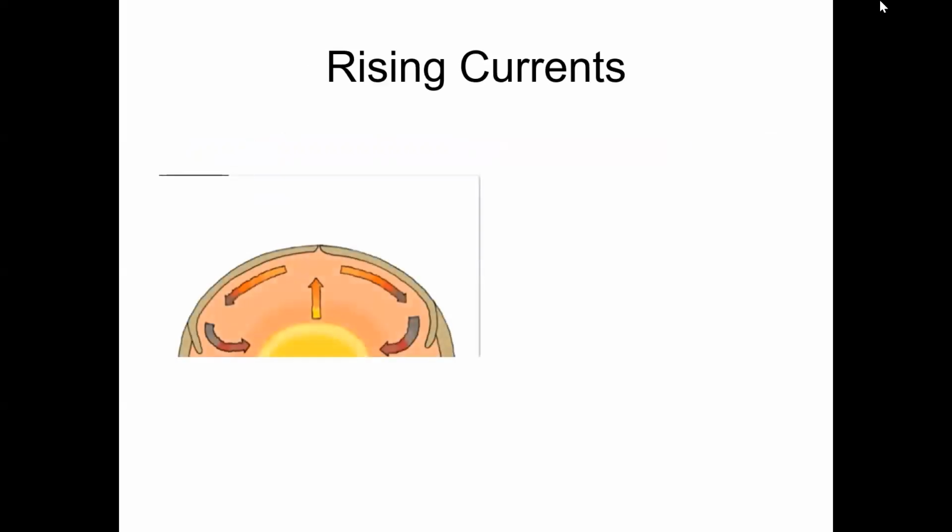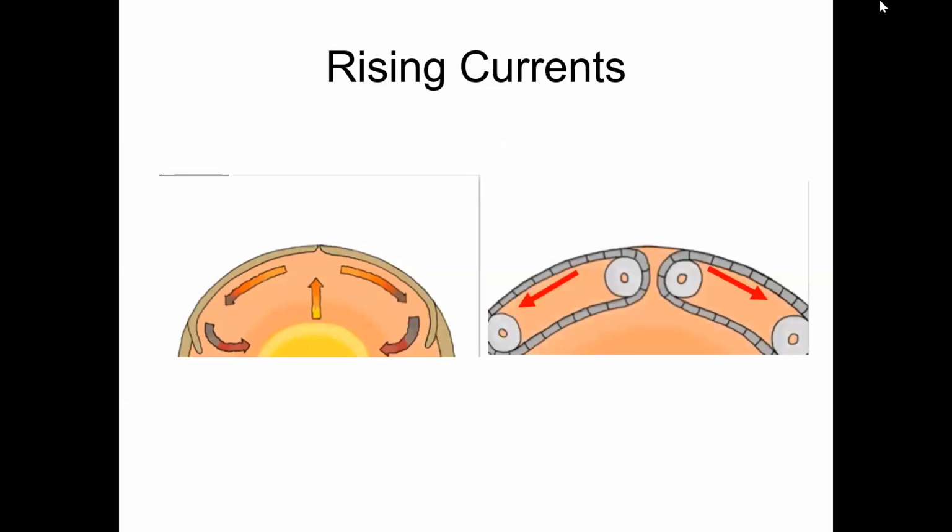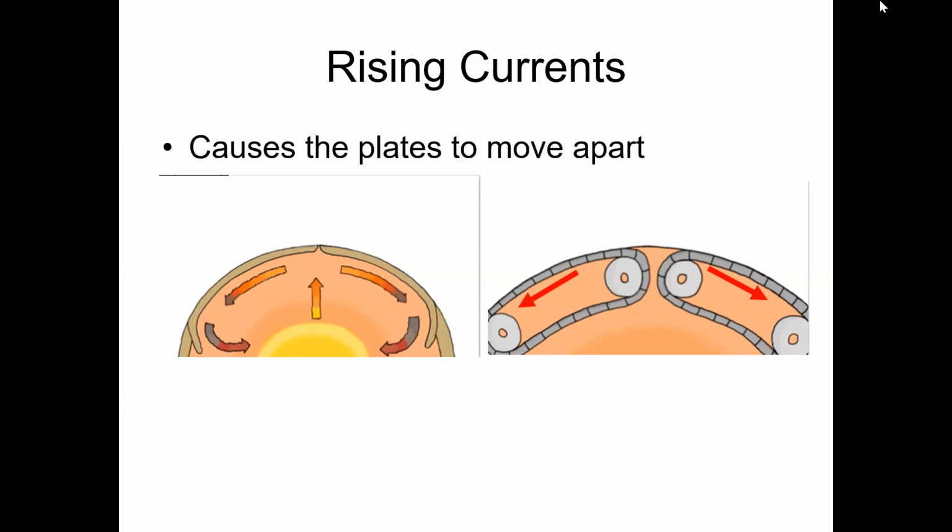When we've got these currents that are going up, just like in this example, which way are the conveyor belts going to be moving? Since they're going this way, they're going to be moving out from where they are. The rising currents are going to cause the conveyor belts to go out. So what's going to happen to the stuff on each belt? They're going to be moving away from each other, moving apart. Rising currents cause the plates to move apart.